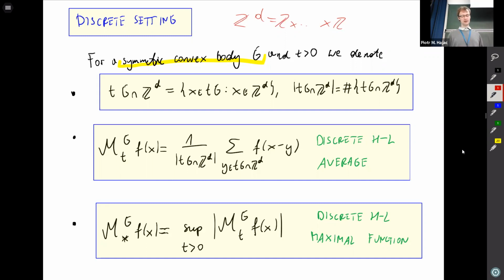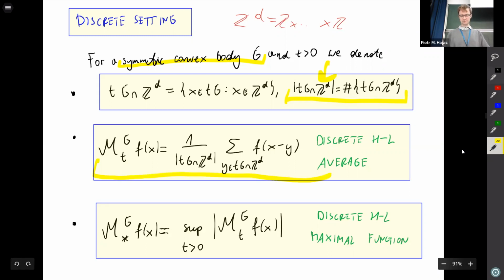As before, we make an average, but this time, since we are in the discrete setting, we don't have integrals but sums. By the way, I will keep using this notation to denote the number of lattice points inside the set tG. It will cause no confusion, because I'm always writing the intersection with Z^d here. If you see the intersection with Z^d, it means it's not the Lebesgue measure, but counting lattice points in this set. So I consider this kind of averages. Bear in mind that M is not the Roman M, but the calligraphic M, to distinguish it from the previous one.